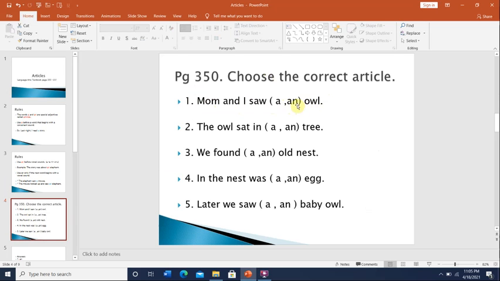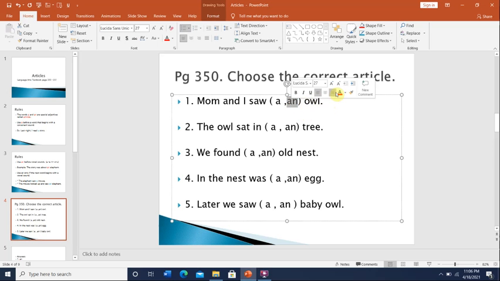Okay, the noun here begins with O. Is O a vowel sound? Yes. So I will choose an. Remember, we use the article an when the noun begins with a vowel sound: A, E, I, O, or U. If the noun begins with a consonant sound, we put a. The owl sat in a or an tree. The owl sat in a tree. Why? Because tree begins with a consonant sound.